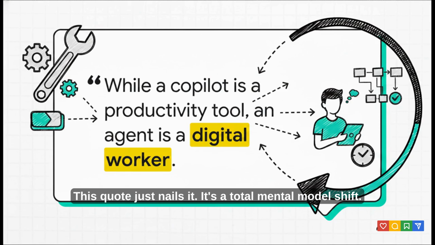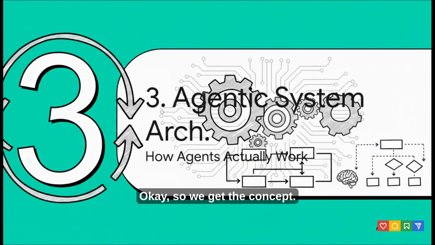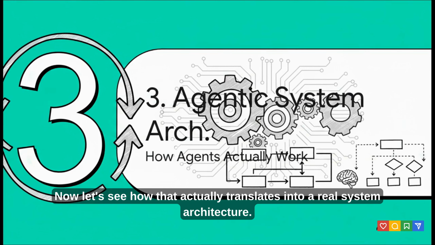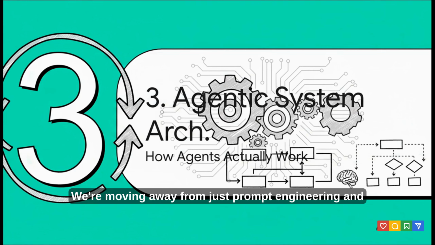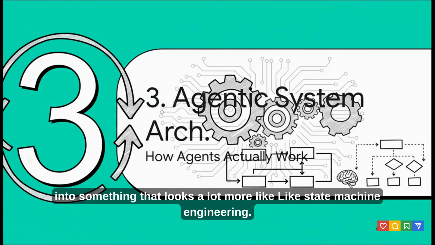This quote just nails it. It's a total mental model shift. You're not using an agent in the same way you use a tool on the command line. You're delegating a job to it and trusting it to see that objective through from start to finish. Okay, so we get the concept. Now let's see how that actually translates into a real system architecture. Because it's a whole different ballgame. We're moving away from just prompt engineering and into something that looks a lot more like state machine engineering.